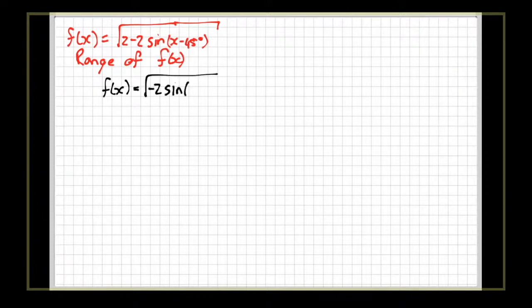So square root of negative 2 sine(x minus 45) plus 2, just all under a square root. Resist the temptation, please, of breaking that thing up into the compound angles. Please, you're going to make life intensely difficult for yourself. Let's have a look at this sine of x minus 45.